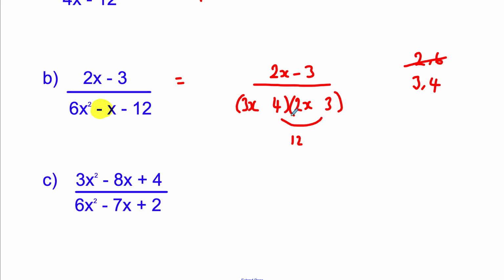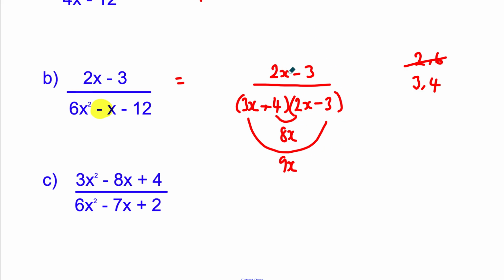No, I've not. I've got 8 x's and I've got 9 x's here. And I need that to overall become negative x, which means I'm going to need to do positive 8x, take away 9x. So that's the correct factorisation.